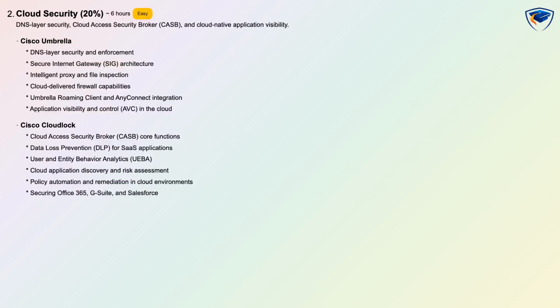Learn Cisco CloudLock for CASB fundamentals, DLP for SaaS, user and entity behavior analytics, application discovery, and policy automation for Office 365, G Suite, and Salesforce. Difficulty is easy, estimated time is 6 hours, and assessment is conceptual plus scenario-based.